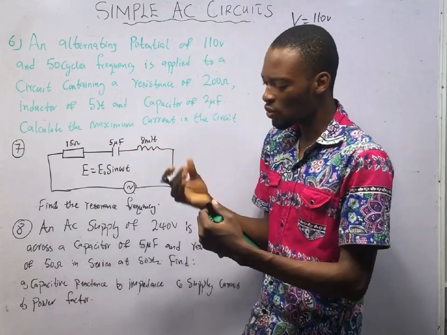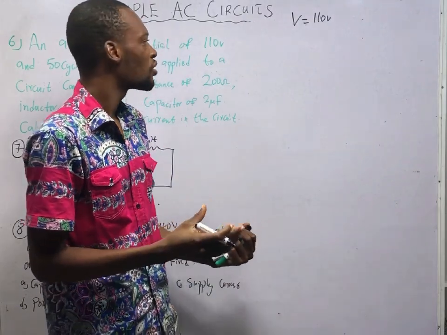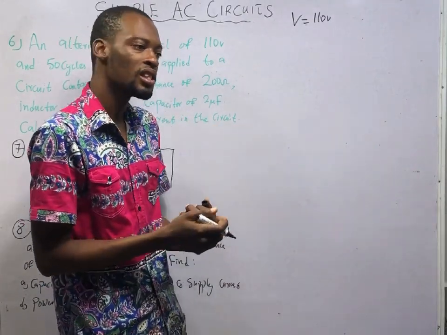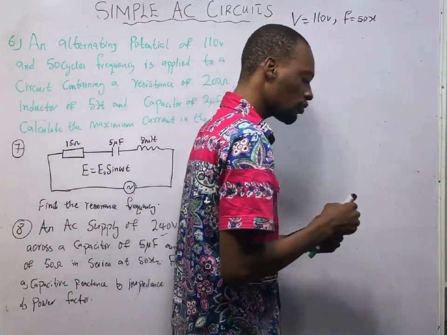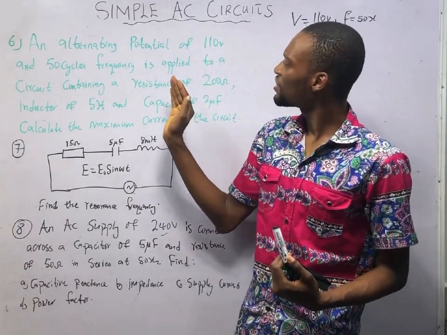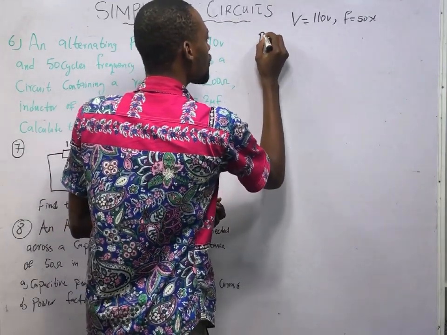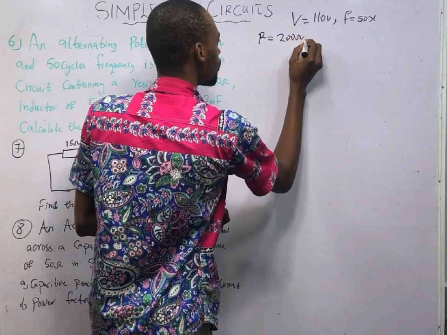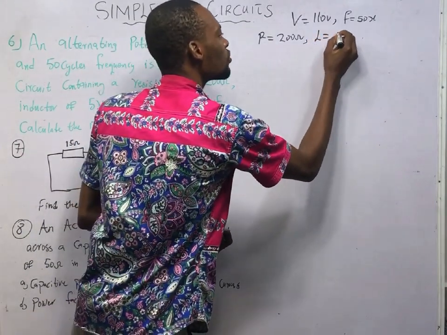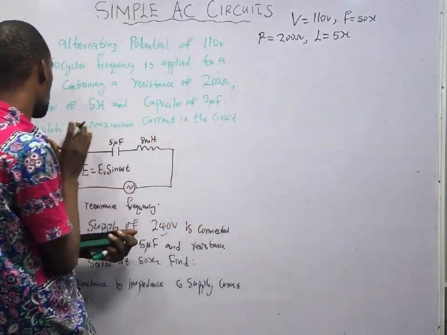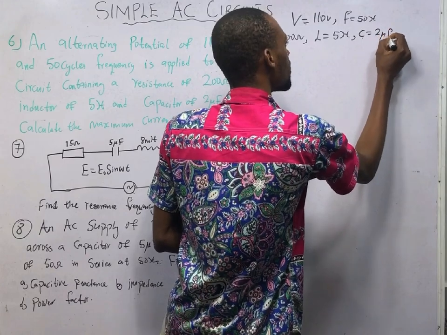And 50 cycles frequency. Frequency is simply the number of cycles per second. So if it covers 50 cycles frequency, it simply means that the frequency F is equal to 50 Hz. And next it says, is applied to a circuit containing a resistance of 200 ohms. So R for this circuit is 200 ohms. Inductor of 5 Henry. So L is equal to 5 Henry. And a capacitor of 2 microfarad.